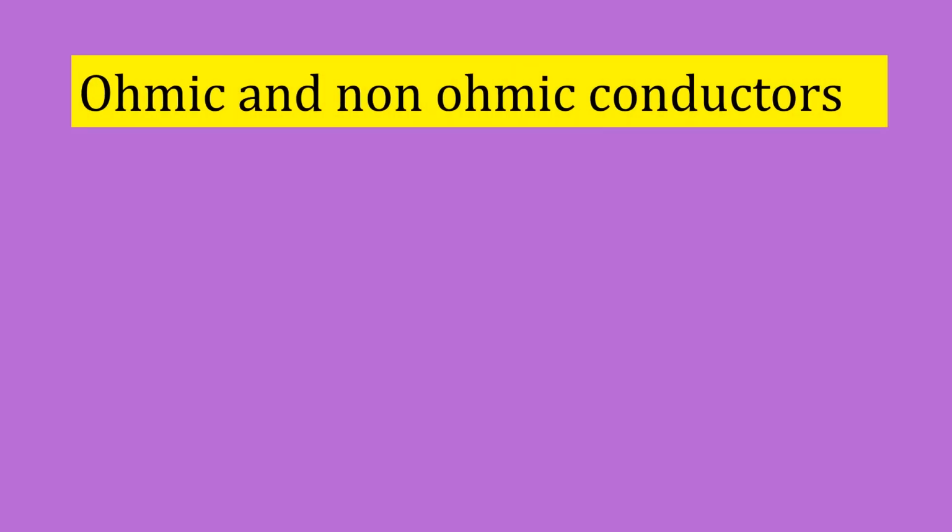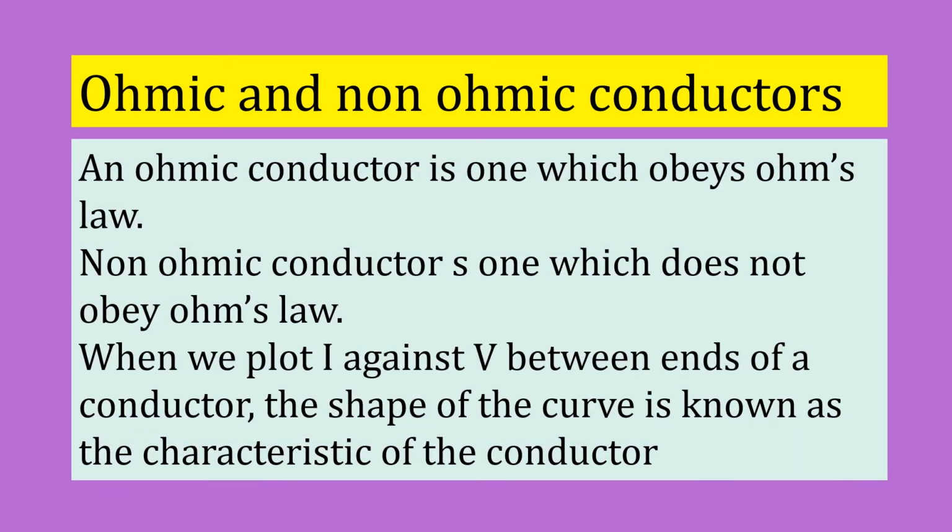Now, there are some conductors that obey Ohm's law and there are some conductors that don't obey Ohm's law. Ohmic conductors are those which obey Ohm's law. It means that for them, when the current increases, the PD also increases, and when the current reduces, the PD also reduces, provided the temperature and other physical factors are kept constant. But there are also what we call the non-ohmic conductors, and those don't really obey Ohm's law. And when we plot the I against V between the ends of the conductor, the shape of the curve is known as the characteristic curve of the conductor.